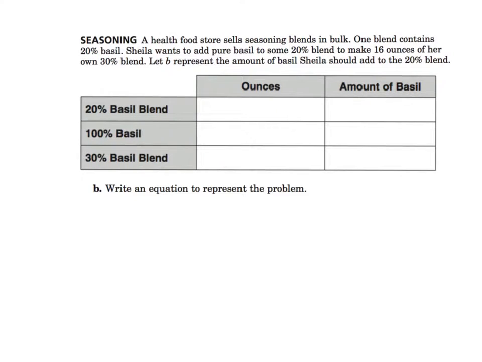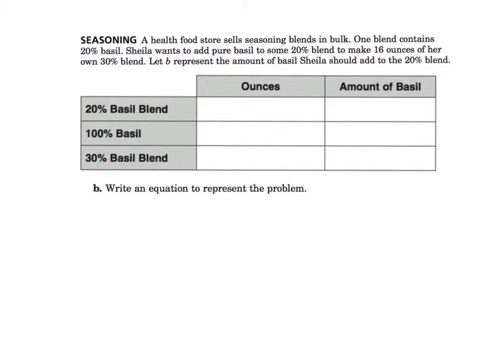We're looking at question number 1 here on the guided practice, and the question reads, a health food store sells seasoning blends in bulk. One blend contains 20% basil. Sheila wants to add pure basil to some 20% blend to make 16 ounces of her own 30% blend. Let B represent the amount of basil Sheila should add to the 20% blend.